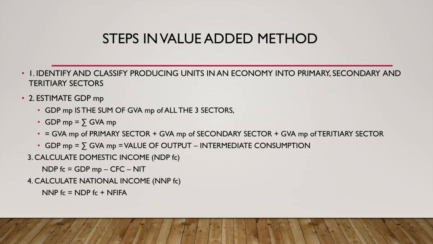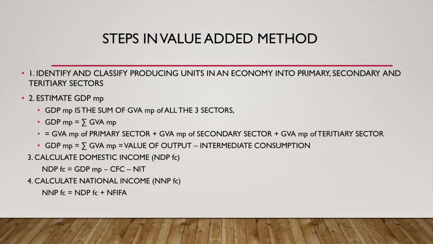The first step is to identify and classify the producing units of an economy into primary, secondary, and tertiary sectors. The second step aims at estimating GDP-MP. GDP-MP is the sum of the gross value added at market price of all the three sectors. GDP-MP is equal to sigma GVA-MP, that is, the GVMP of primary sector plus GVMP of secondary sector plus GVMP of tertiary sector.